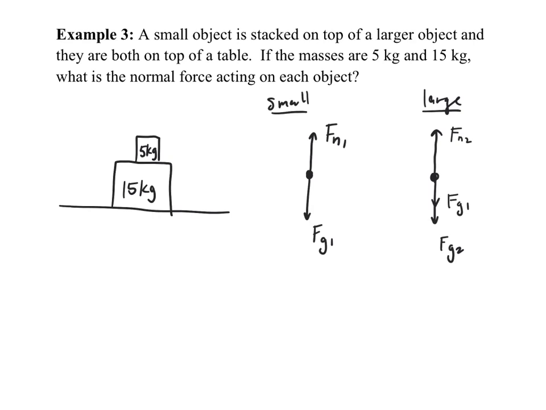So FN2 vector could be drawn bigger than FN1 if you want to be precise with your vector length, okay? But we know already that Fn2 is going to support both. Now, in this problem, is anything moving? Any motion at all?